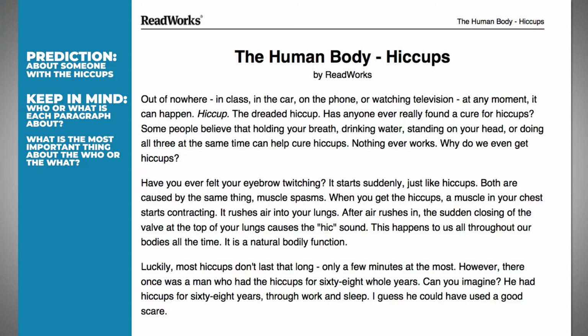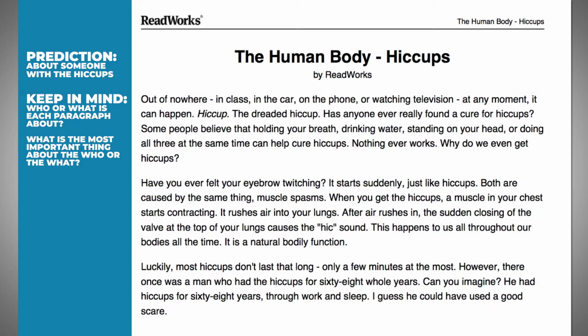Out of nowhere, in class, in the car, on the phone, or watching television, at any moment it can happen. Hiccup. The dreaded hiccup. Has anyone ever really found a cure for hiccups? Some people believe that holding your breath, drinking water, standing on your head, or doing all 3 at the same time can help cure hiccups. Nothing ever works. Why do we even get hiccups?